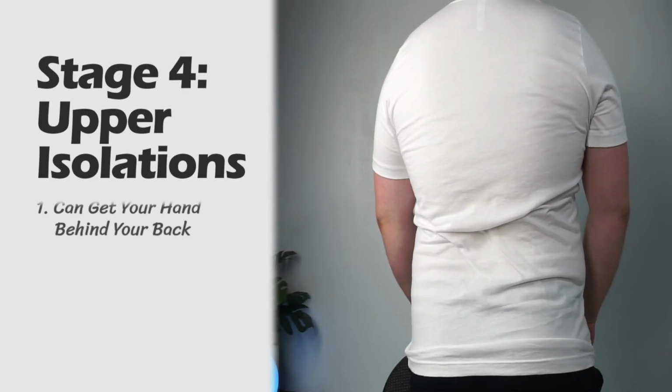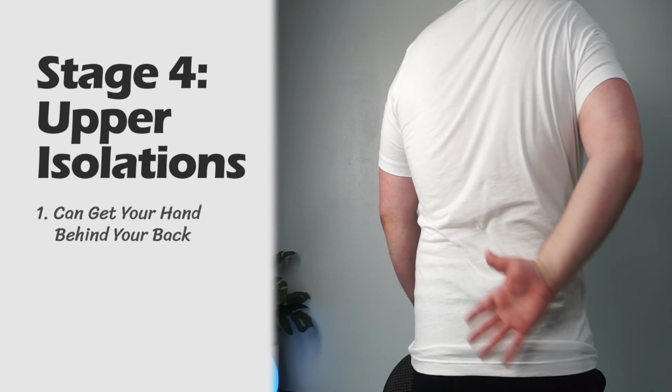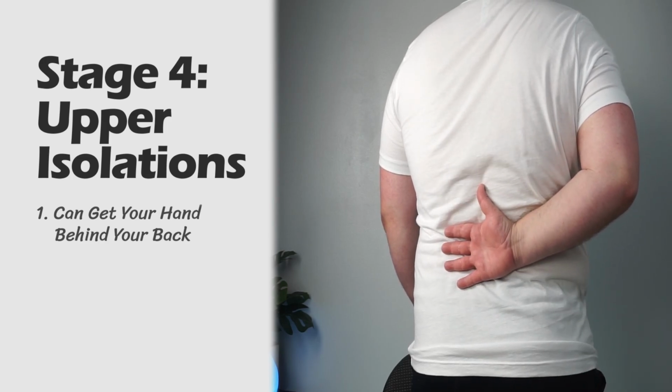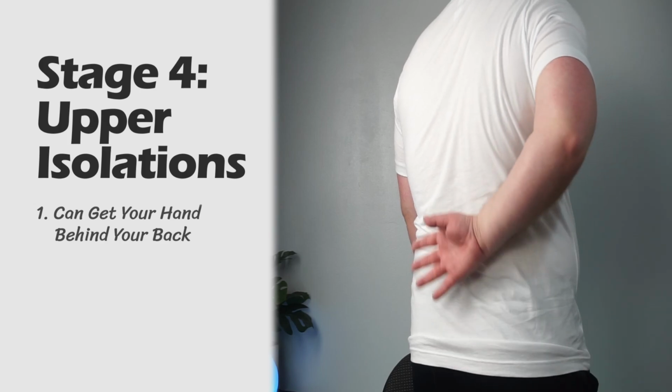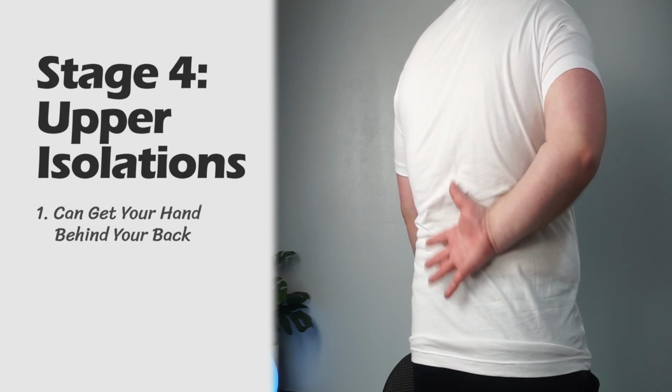To be in stage 4 stroke recovery, you will need to be able to do one of the following movements with your upper extremity. The first movement would be to be able to get your affected hand behind your back. This is a disassociation of your pectoralis major, your chest muscle, from your tricep muscle.